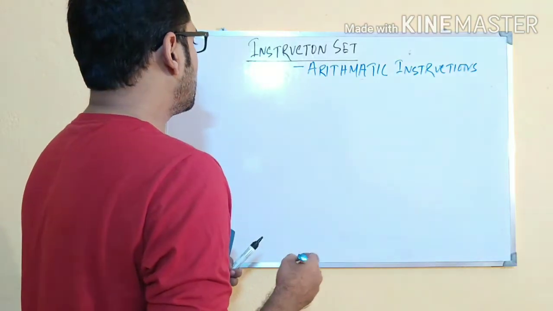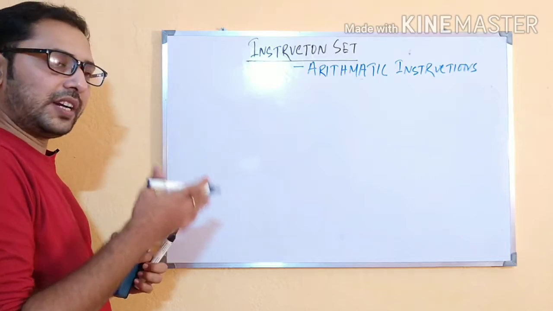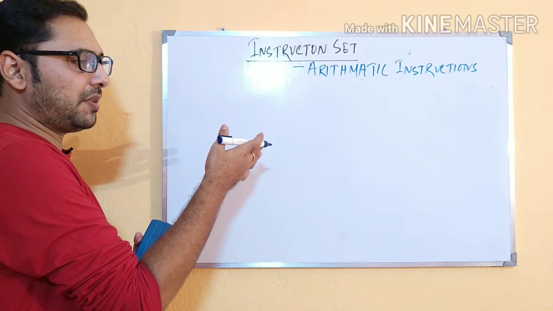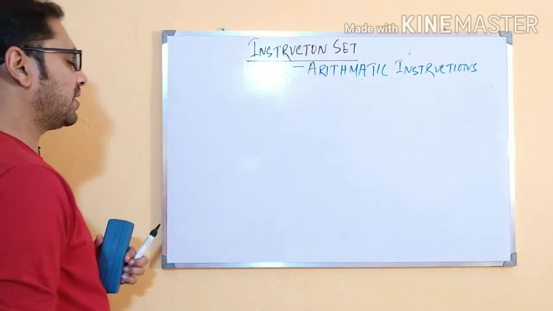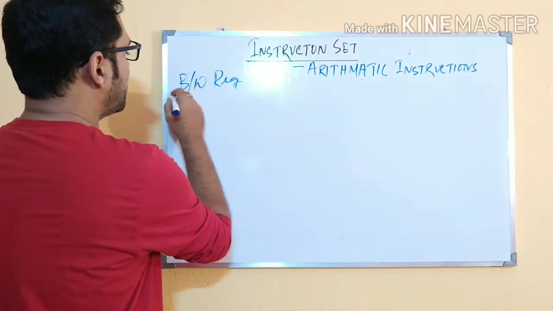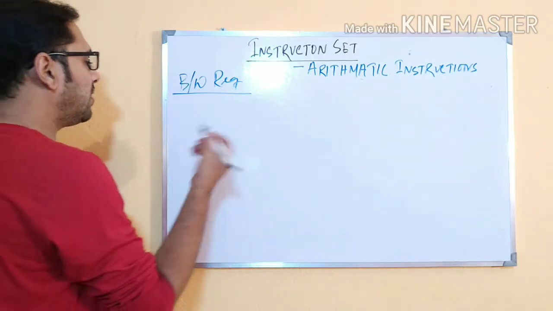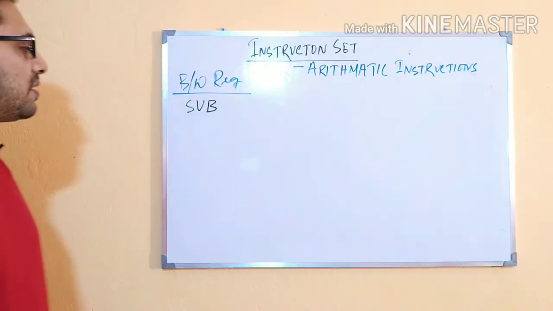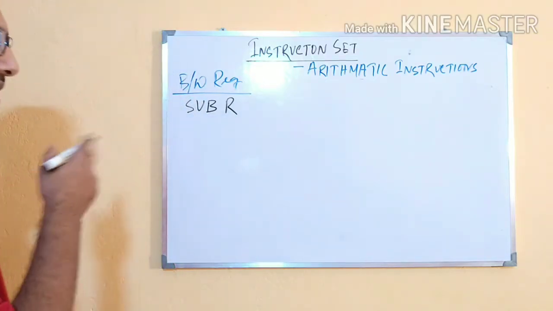The second one is subtraction. Once again, subtraction can be of 3 different types: between registers, between register and memory, and subtraction with immediate data. So start with the first one, that is between registers. So how to write down? The syntax is SUB space the register R.